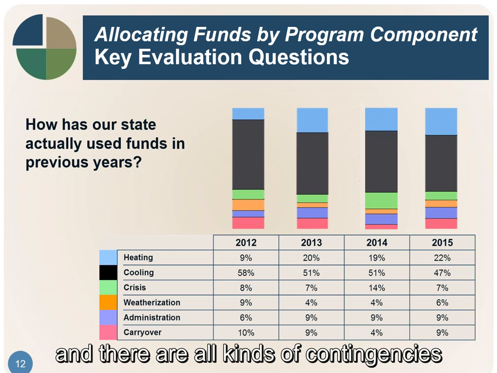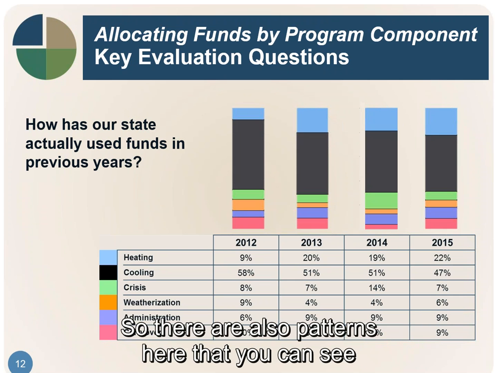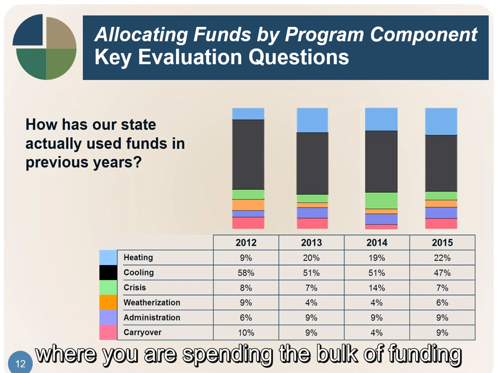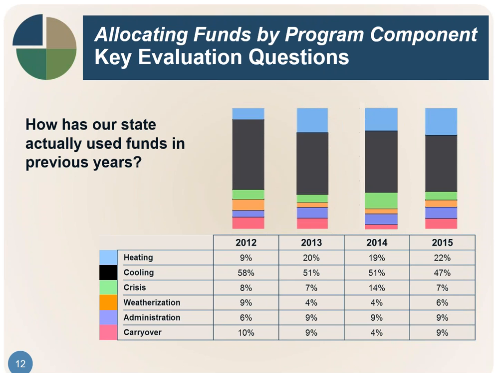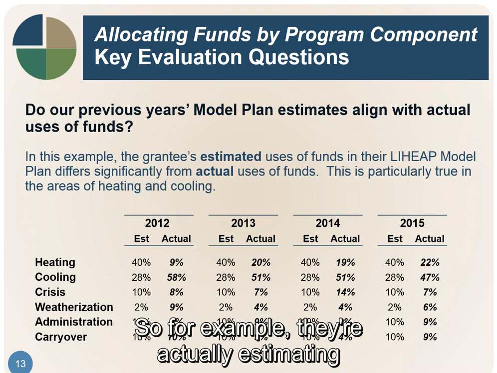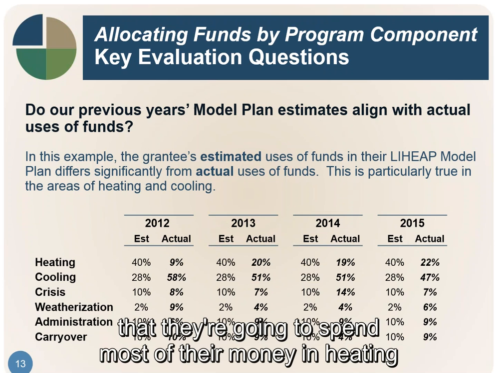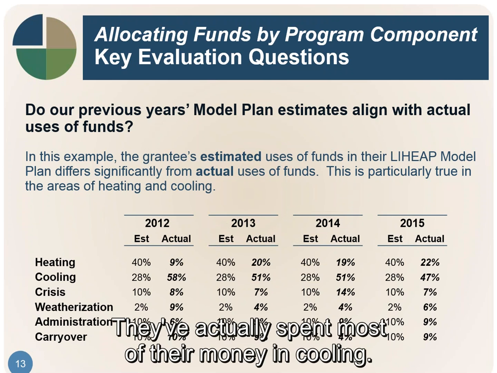And there are all kinds of contingencies that would allow these to fluctuate. But there are also patterns here that you can see, where you're spending the bulk of funding, obviously here in cooling and less in heating. So when we go to compare the estimates with these actual uses, you can see a pretty dramatic difference. So for example, they're actually estimating that they're going to spend most of their money in heating, but each year it's been flip-flopped. They've actually spent most of their money in cooling.